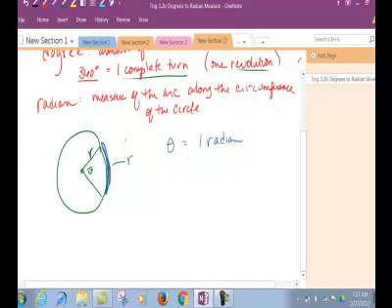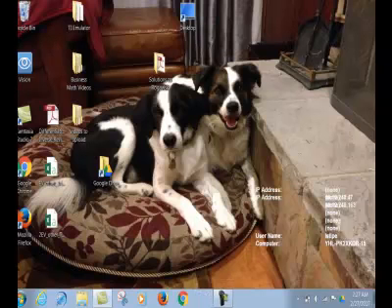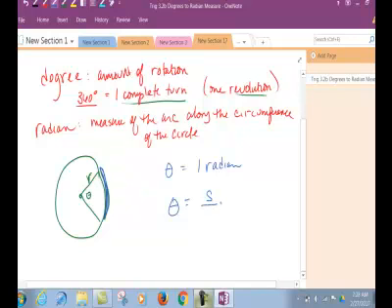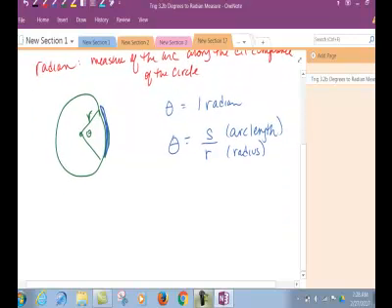So we need a way to find the radian measure of any central angle theta. To find the measure of theta, any central angle, we take s, which is the arc length, and we divide it by r, the measure of the radius.